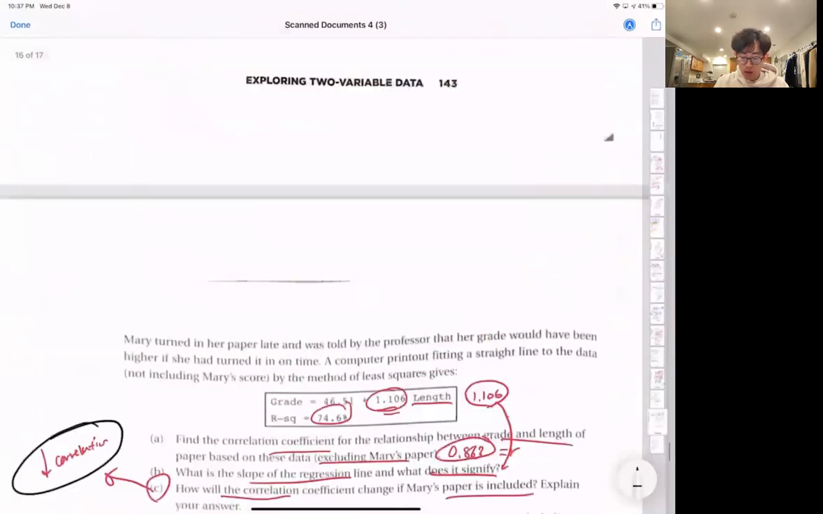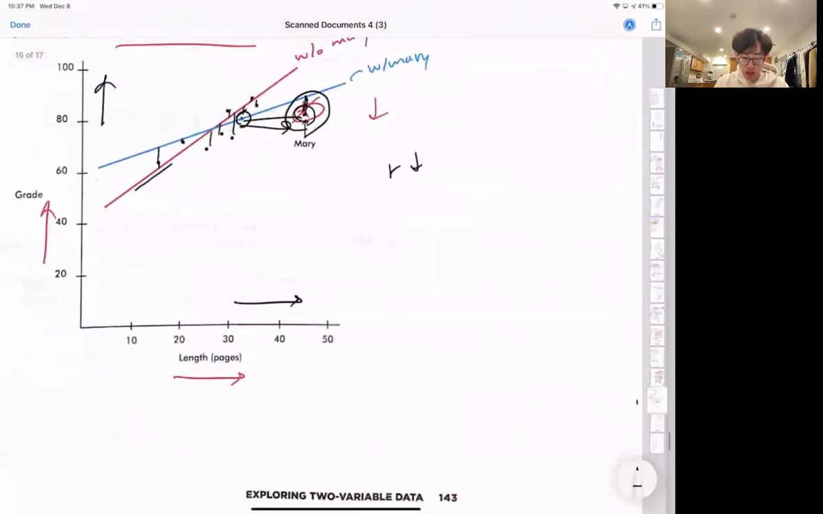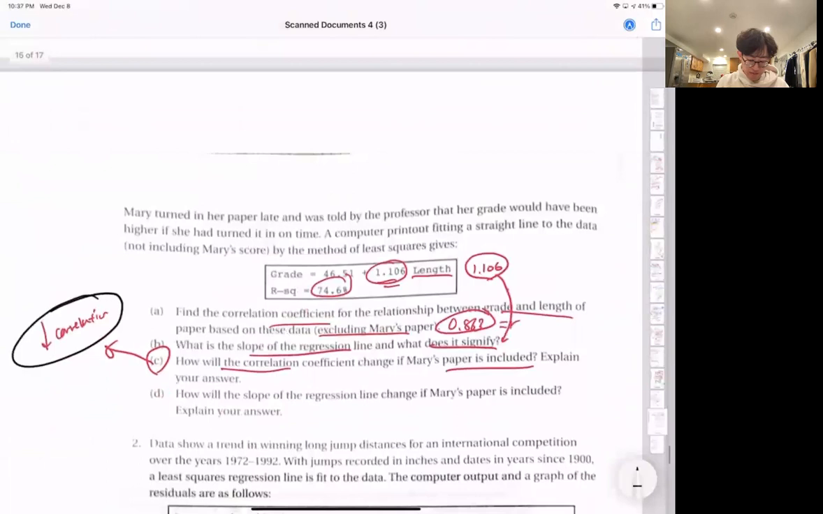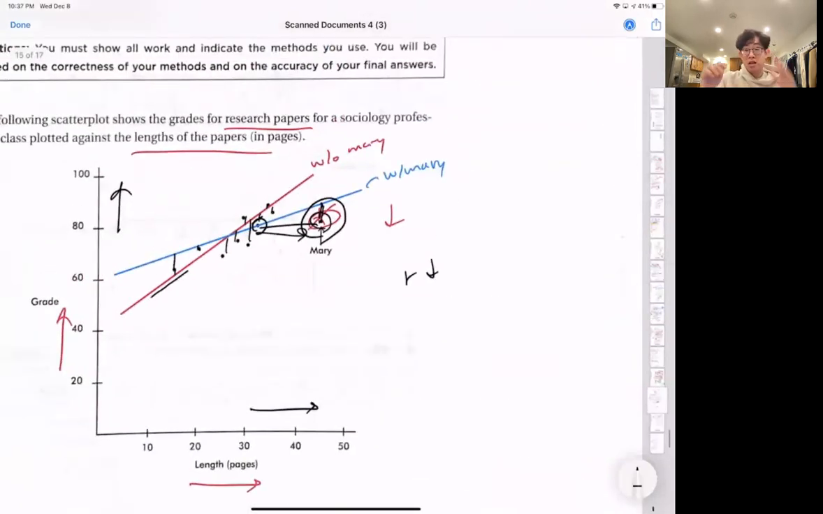How will the slope of the regression line change if Mary's paper is included? It definitely decreases. How do you know that? Well, remember your red line is steeper than your blue line. The blue line is more flattened out. So because the blue line is more flattened out, the slope is actually down.